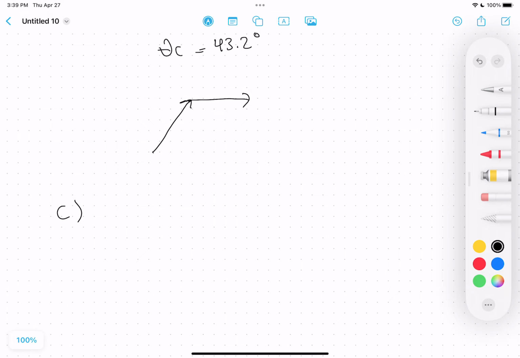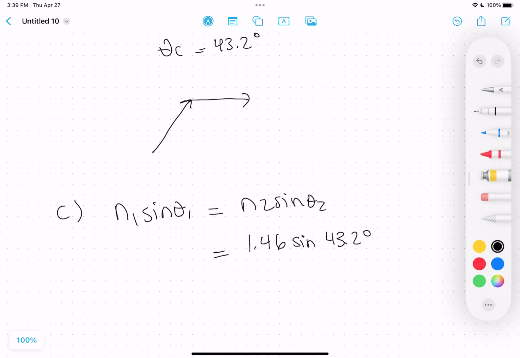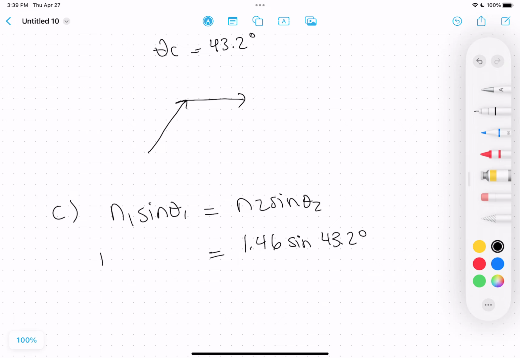Does that make sense? So we could just plug in the critical angle we got before. You have n1 sine theta 1 equal to n2 sine theta 2. n2 is your oil, so that's 1.46, times the sine of the critical angle that we got before, which is 43.2 degrees. And that's equal to n1, which is our water, 1.33, times sine theta 1. Theta 1 is what we're trying to figure out.